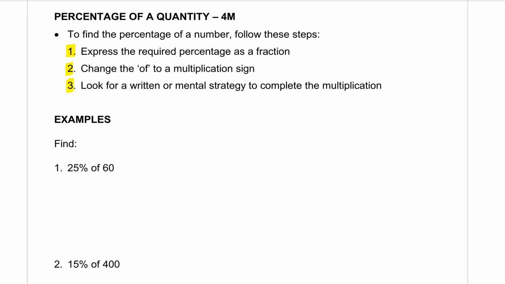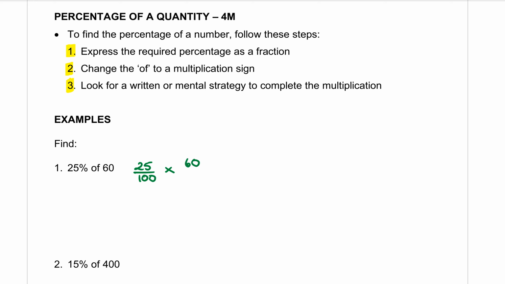So example number 1, if I want to find 25% of 60. The first step was that we write the percentage as a fraction out of 100. So that's 25 out of 100. Second step is that "of" means multiply. So it means multiply by the 60.